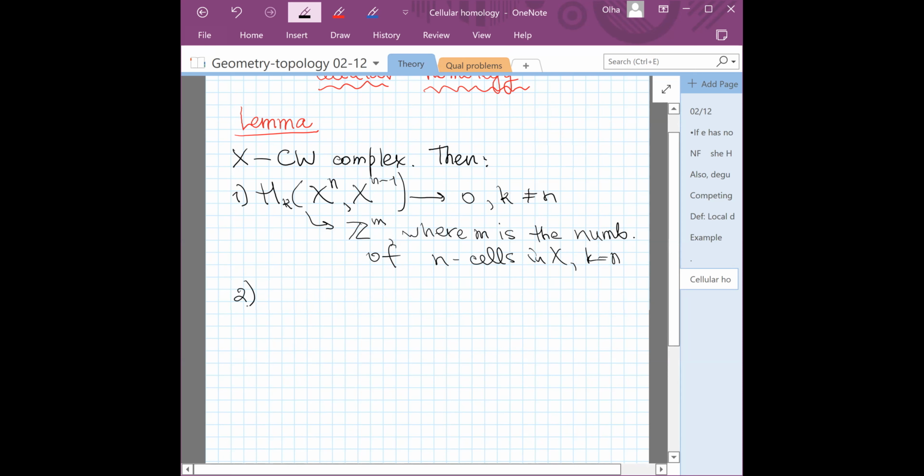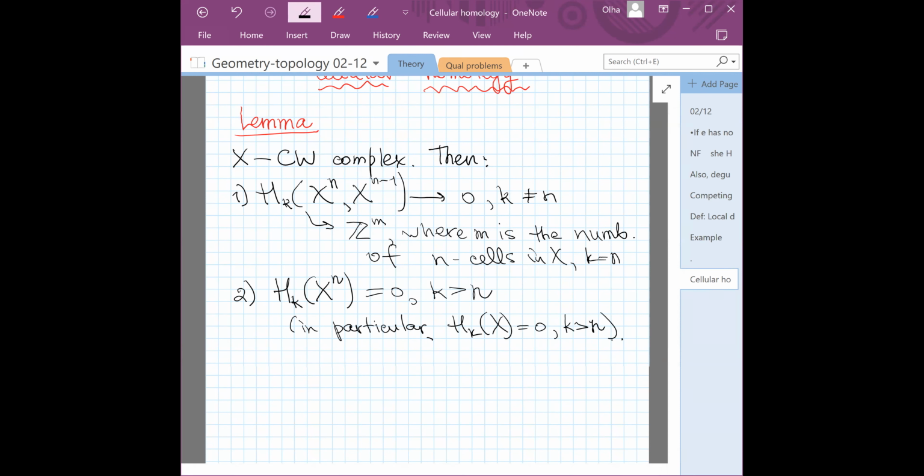The second thing is, if we look at homologic groups of X_n, then it's 0 for all k greater than the dimension of n. In particular, that means that H_k of X is equal to 0 where k is greater than 1. So basically all of those things, or I guess specifically this one, is very similar to cohomologic groups that we did last quarter.